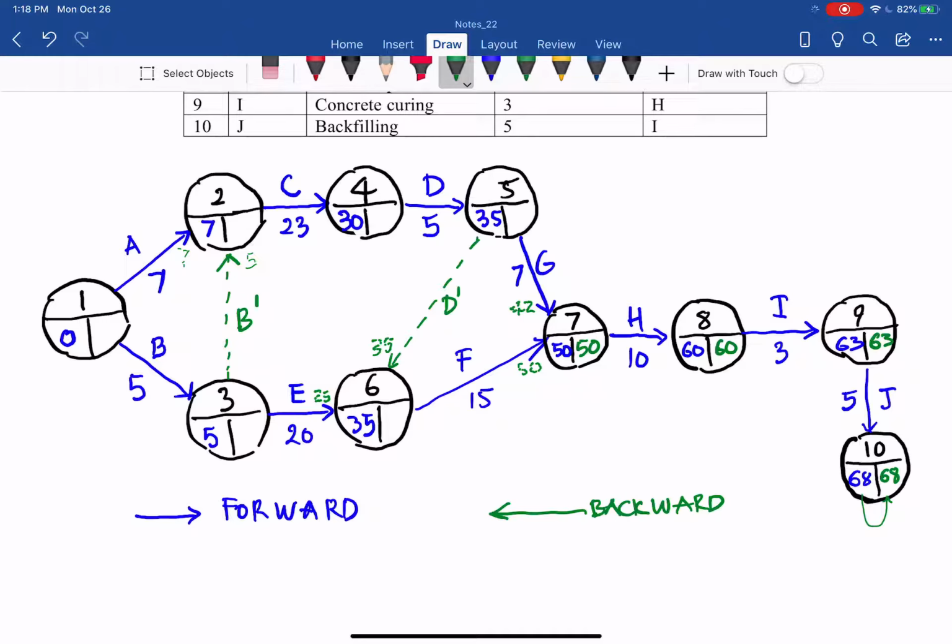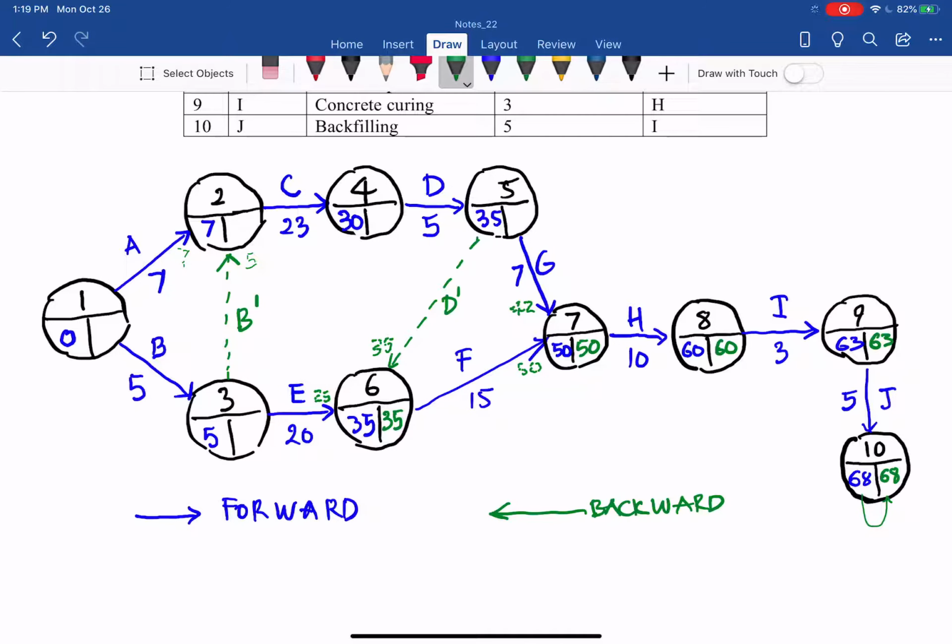Now, what we do? We need to go to node 5 and node 6. Let's go to node 6 first. Only one arrow goes out of node 6, so you have 50 minus 15. So it's only one, then you don't need to get the minimum. 50 minus 15, you have 35. And there are 2 arrows going out of node 5, so you have to get the minimum.